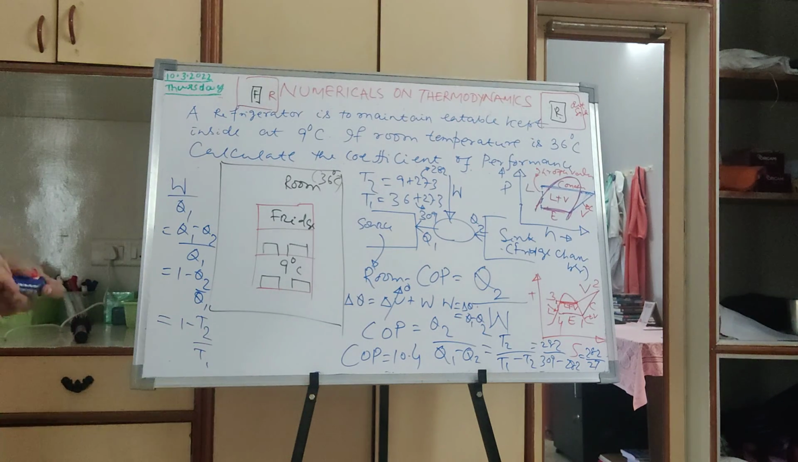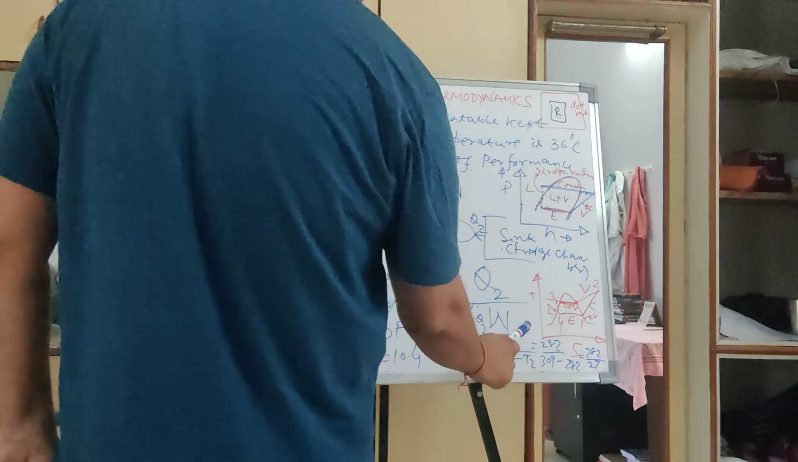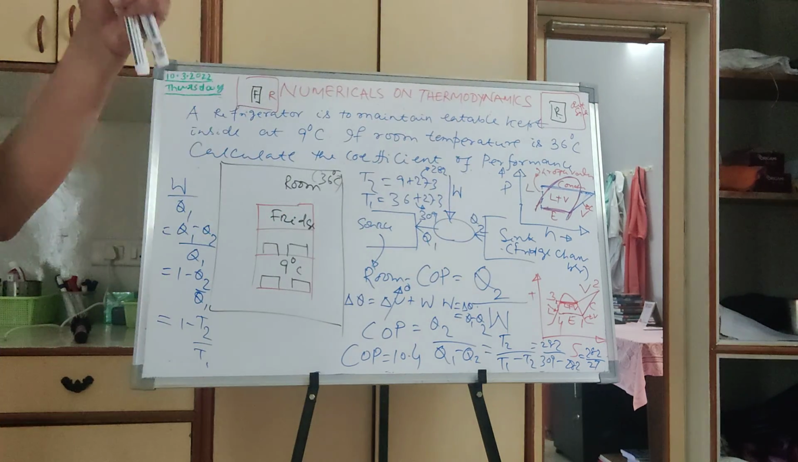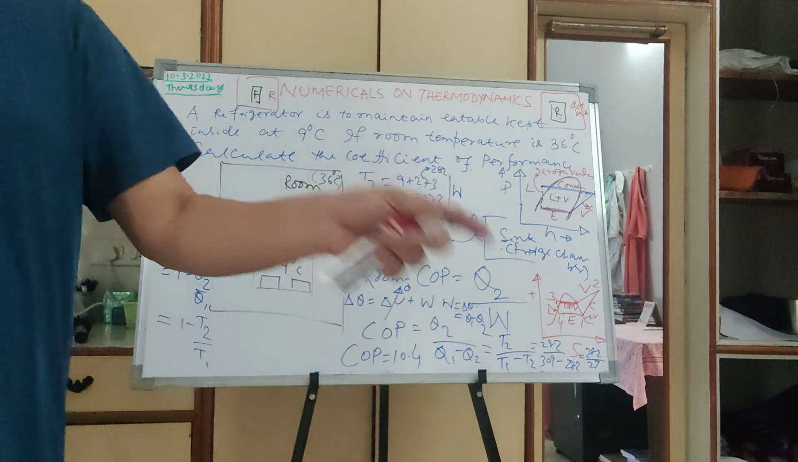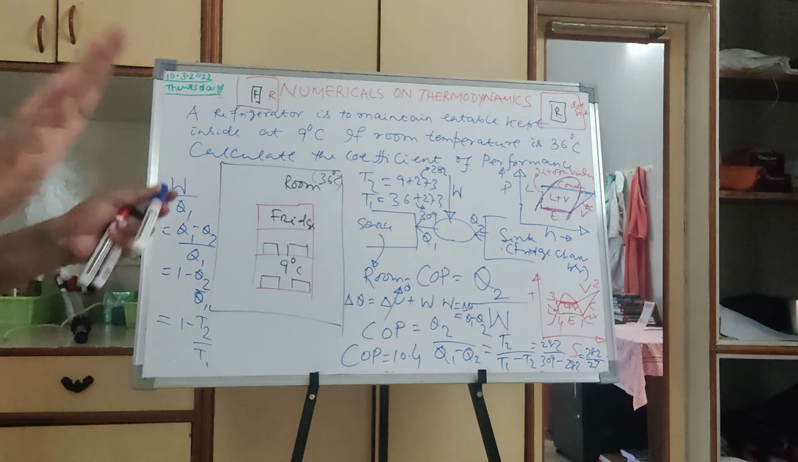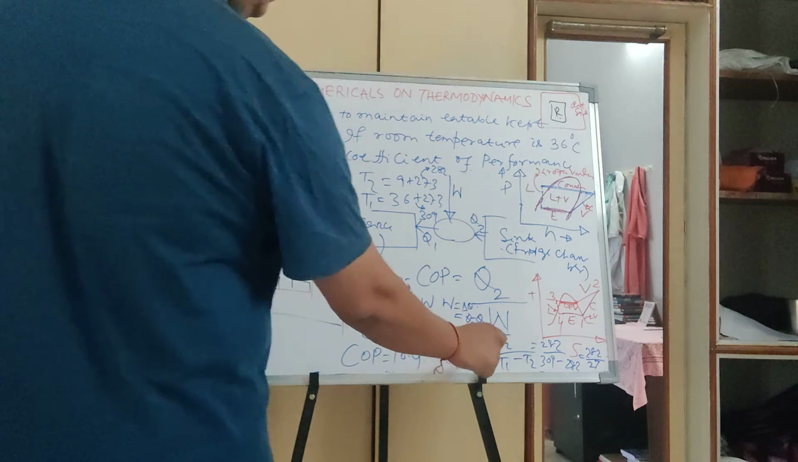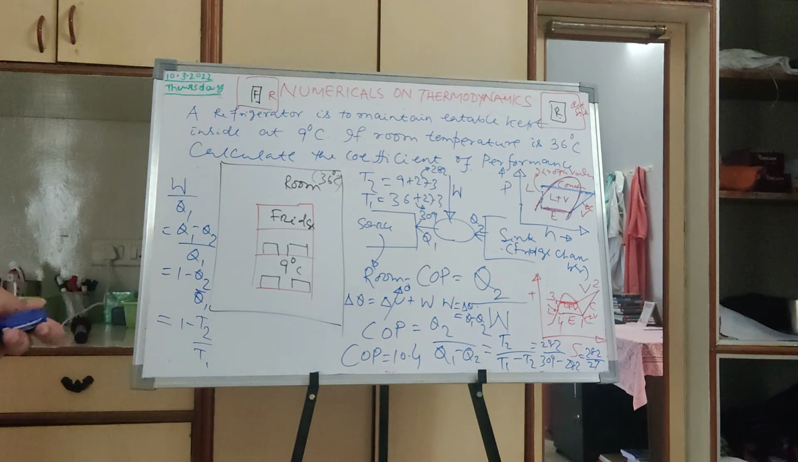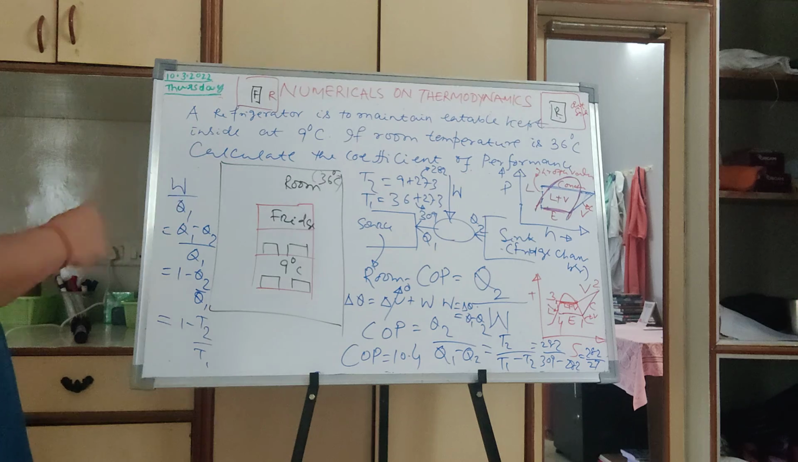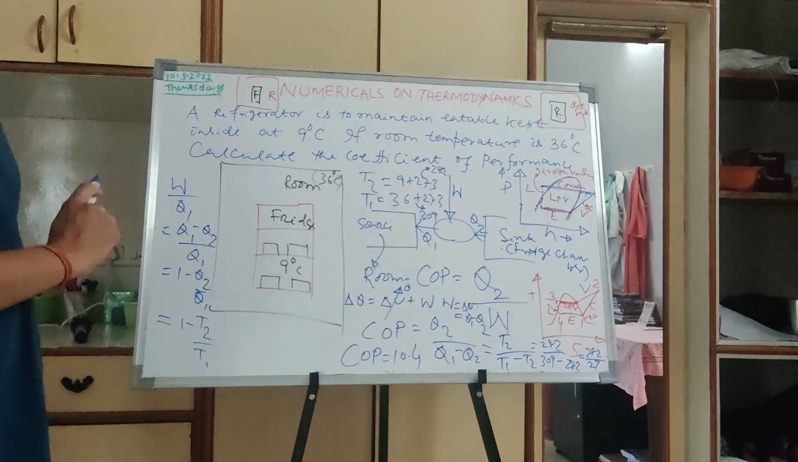Okay. So this is how you derive the coefficient of performance of a refrigerator. If it is a heat pump, instead of writing it as T2 by T1 minus T2, you will write T1 by T1 minus T2. That's all. If it is a heat pump, instead of T2 in the numerator, it will become T1 in the numerator. Okay. And the difference between an air conditioner and a refrigerator is that you are cooling this whole room.